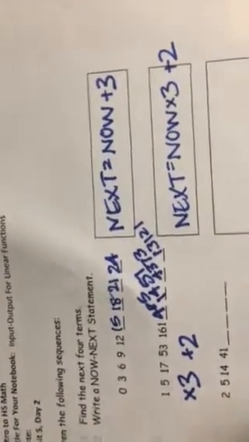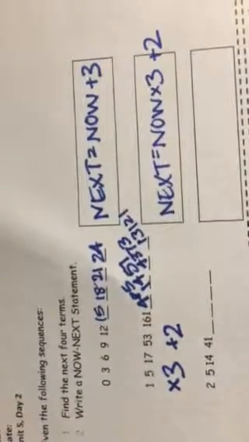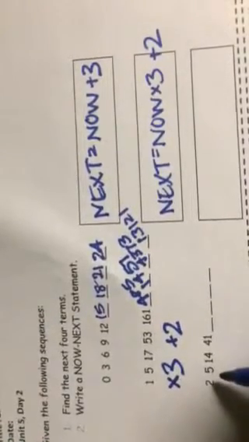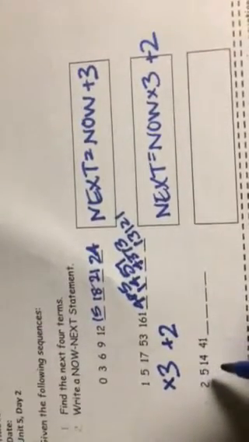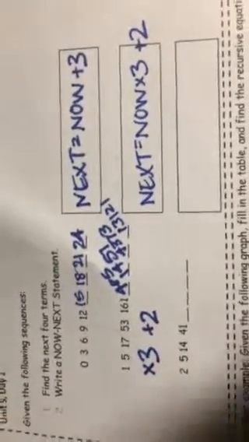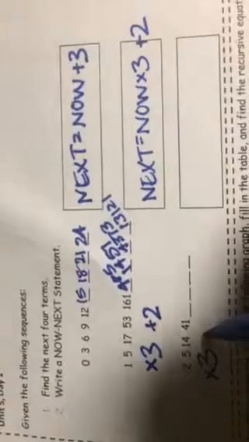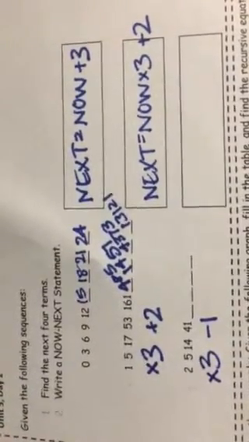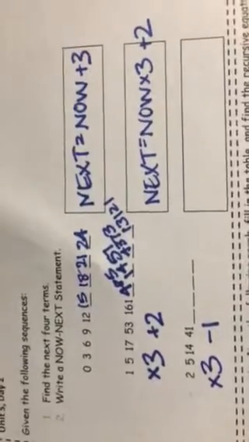Okay. For this next one, we've got 2 to 5 to 14 to 41. Okay. Similar thing's going to happen. We can multiply 2 by 3 to get 6 and then subtract 1 to get 5. We can multiply 5 by 3 to get 15, subtract 1 to get 14. 14 times 3 to get 42, then subtract 1 to get 41. So we're multiplying by 3, subtracting 1. Okay, so 41 times 3 minus 1 is 122.